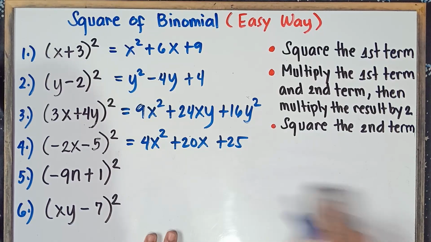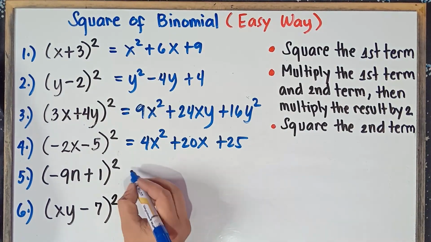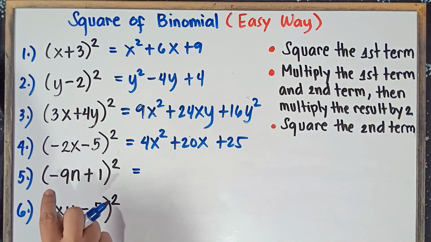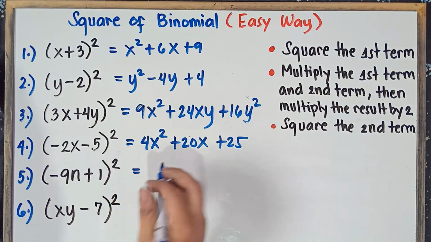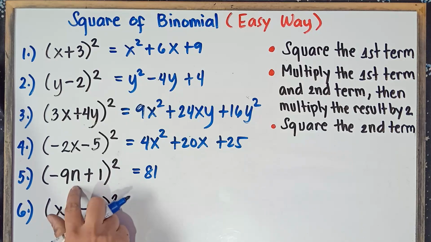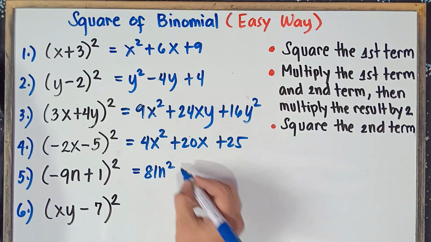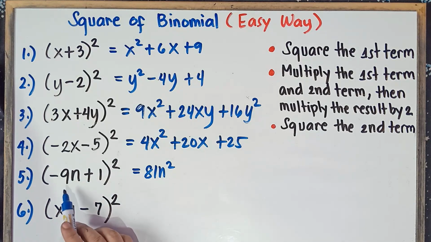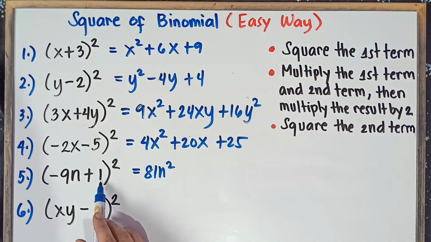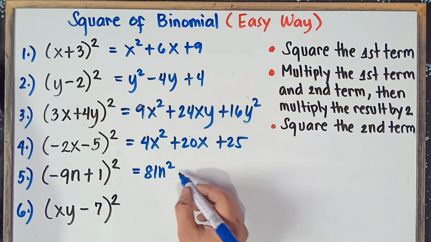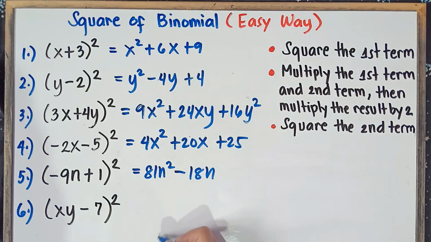Alright, so example number 5, let's answer it right away. Once again, square the first term. Negative 9 times negative 9, that would be positive 81. N times n, that would be n squared. And then you multiply the first term by the second term. So negative 9n times 1, that would be negative 9n. And then you double your answer, that would be negative 18n.